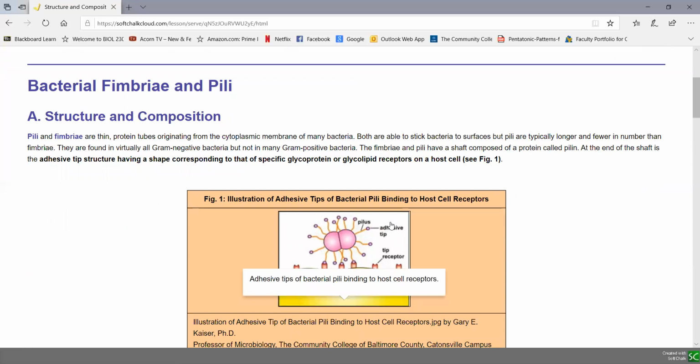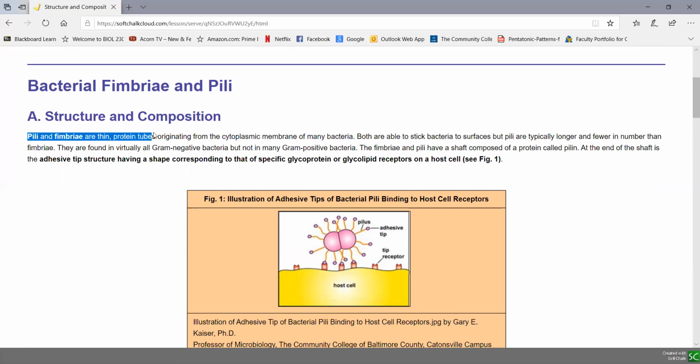So let's start out with the structure and composition. Pili and fimbria are thin protein tubes. They originate from the cytoplasmic membrane of many bacteria, and both are able to stick bacteria to surfaces, but pili are typically longer and fewer in number than fimbria, but we often do use the terms interchangeably. It's also important to realize that pili are found in virtually all gram-negative bacteria, but very rarely in gram-positive bacteria.